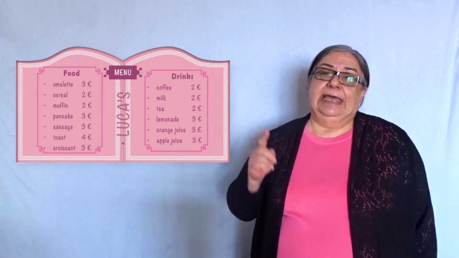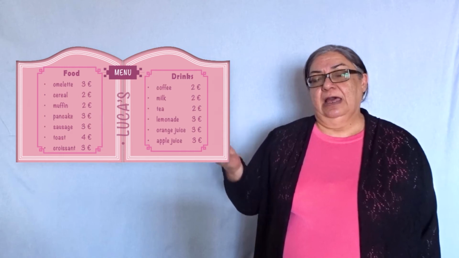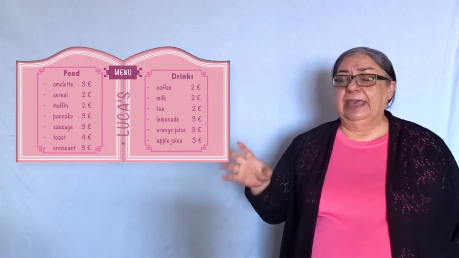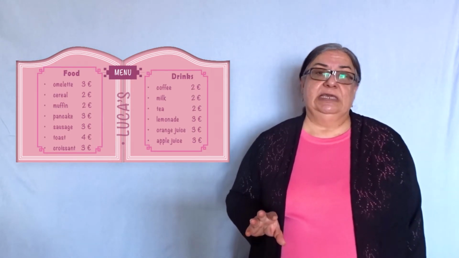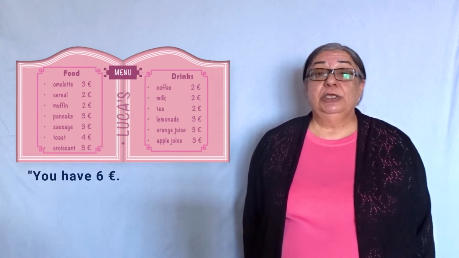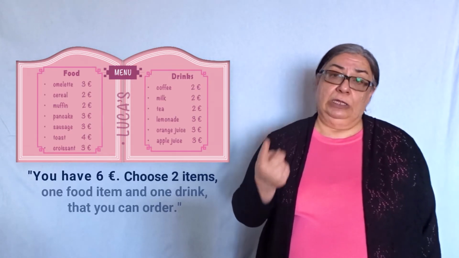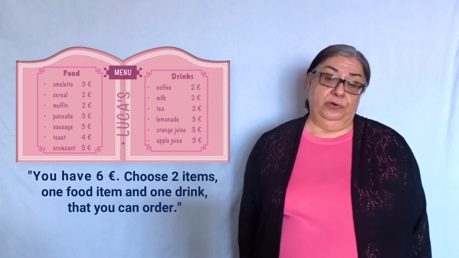So what I will do, I will give the menu and ask my students to decide what they would like to order. They can put a tick when they're doing it by themselves. But I will also give some restrictions. I will say, you have €6. Choose 2 items, 1 food item and 1 drink that you can order.